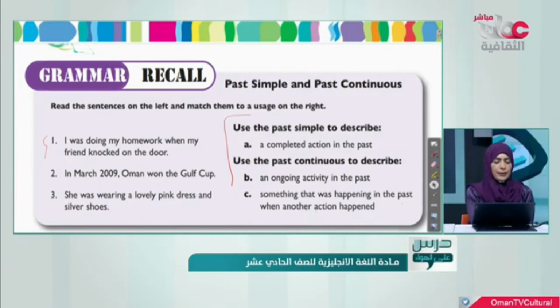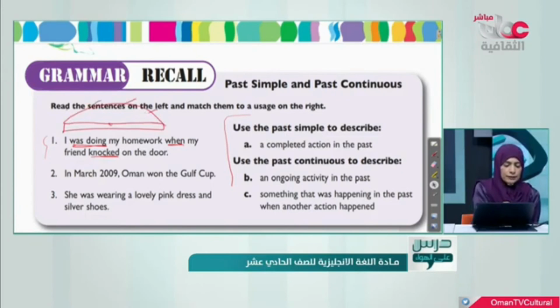Look at sentence number 1. I was doing my homework. Was doing is a past continuous. My homework when my friend knocked on the door. This sentence indicates two actions. One of them is bigger than the second one. I was doing, and then my friend knocked on the door. That means was doing is the long activity, and here knocked in the middle of this action. So this indicates interruption. So choice C will be the correct choice, something that was happening in the past when another action happened.